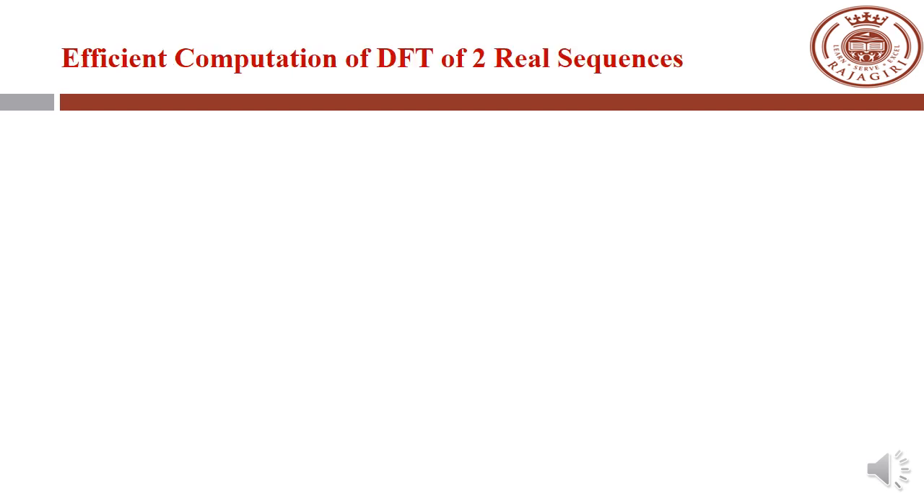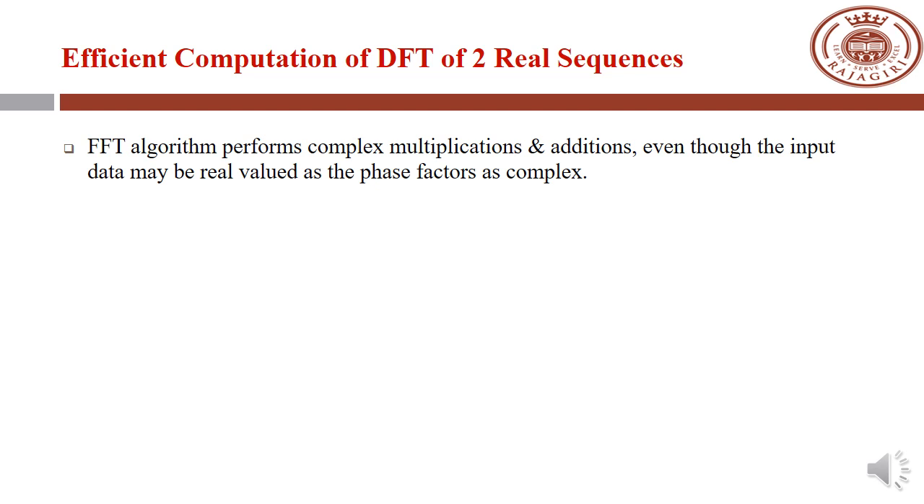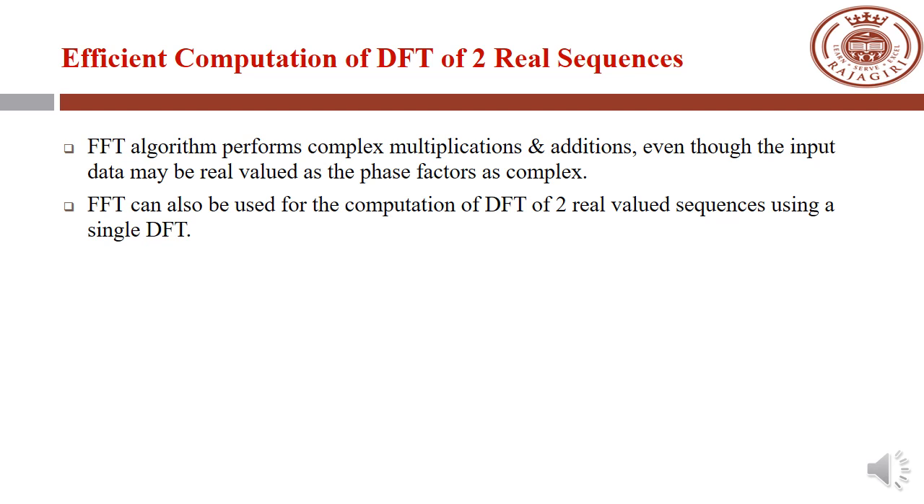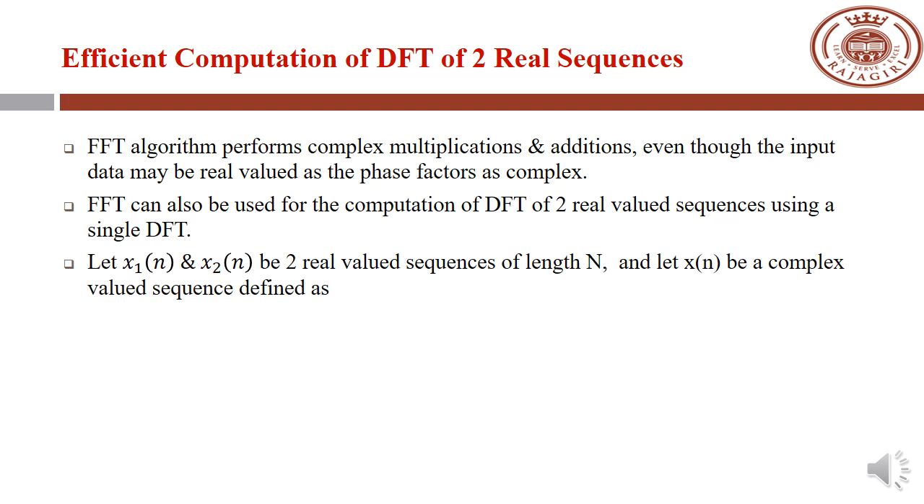First, we'll discuss the efficient computation of DFT of two real sequences. We know that the FFT algorithm performs complex multiplications and additions even though the input data may be real, due to the phase factors or the twiddle factors. Here, we are going to use FFT for the computation of DFT of two real-valued sequences using a single DFT. We consider x1 of n and x2 of n to be two real-valued sequences of length capital N.